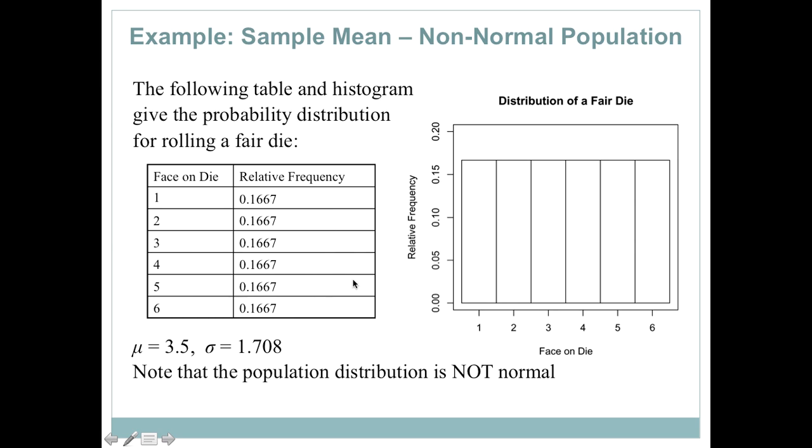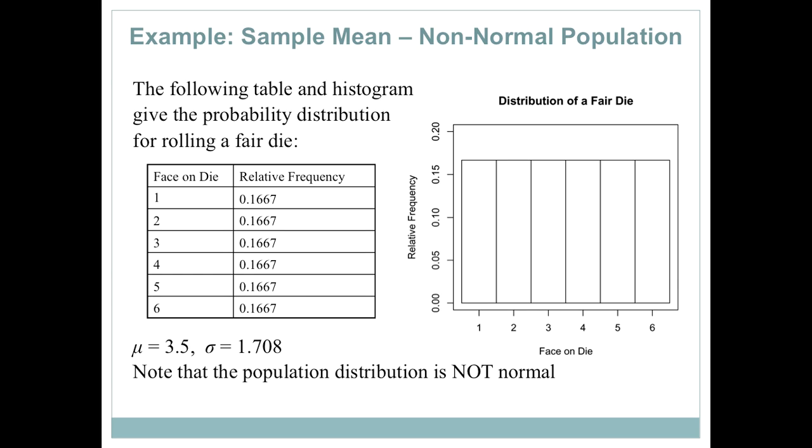They're all equally likely. So this is a distribution that would look something like this. And if we were to take the mean of this, we would get 3.5. So on average, we would expect a 3.5 to come up. Now, it doesn't really make sense because we can't get a 3.5 on a die.